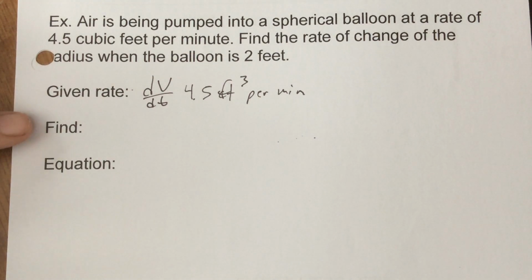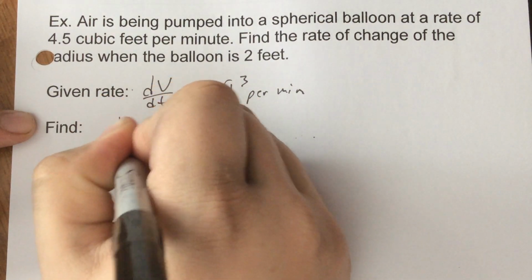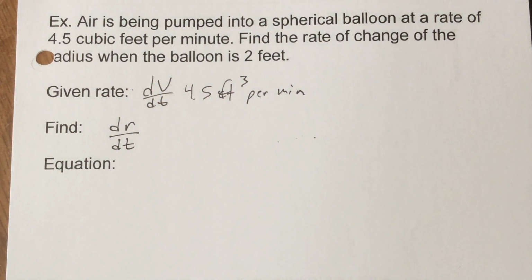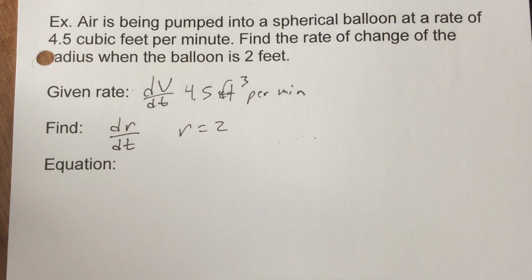What are we having to find? We're having to find the rate of change of the radius. So we're trying to find dr/dt when we're solving this. Now, at what point? When our radius is 2 feet. So r is going to equal 2. And lastly, our equation: volume of a sphere.